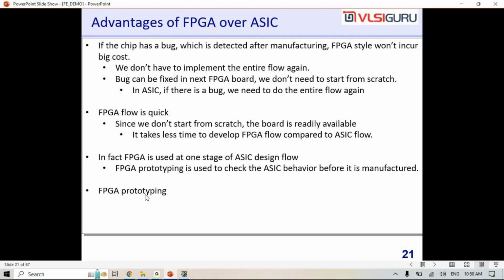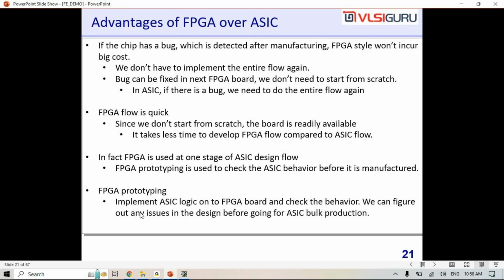FPGA prototyping. There is a concept called FPGA prototyping. Let's say you are working on developing one chip. First you check that code with FPGA. You check whether it is working with FPGA, and if it is working fine, then you implement using ASIC. I'll tell you what an FPGA prototype is.